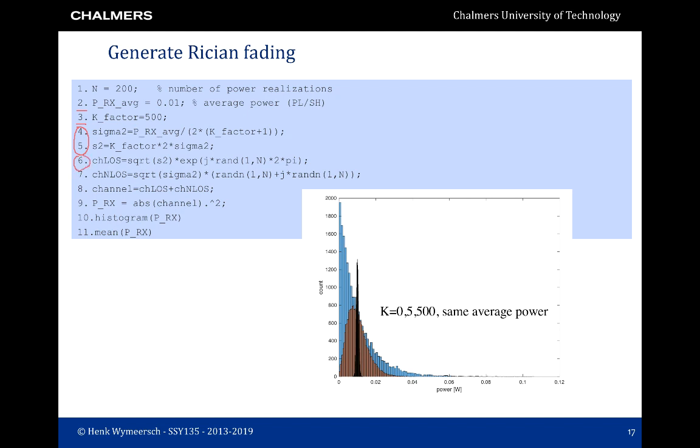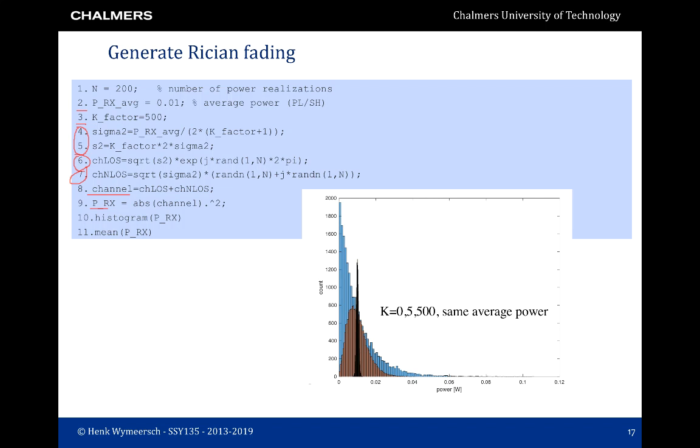Then we generate the line-of-sight part of the channel, so taking the square root of s squared and adding a random phase, and we generate the non-line-of-sight part, just as a Gaussian random variable with variance sigma squared. The total channel then is the line-of-sight plus the non-line-of-sight channel, and then we can also compute the power.